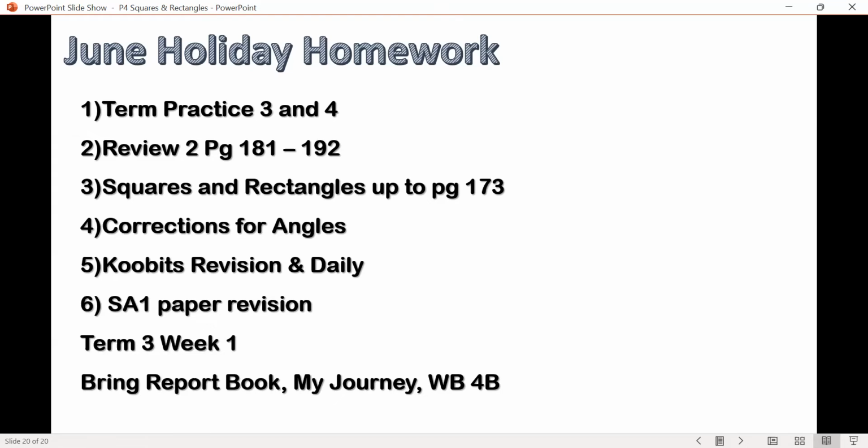Practice your long multiplication and long division if you are particularly weak at that. Revisit the fractions chapter if you have difficulty with fractions.